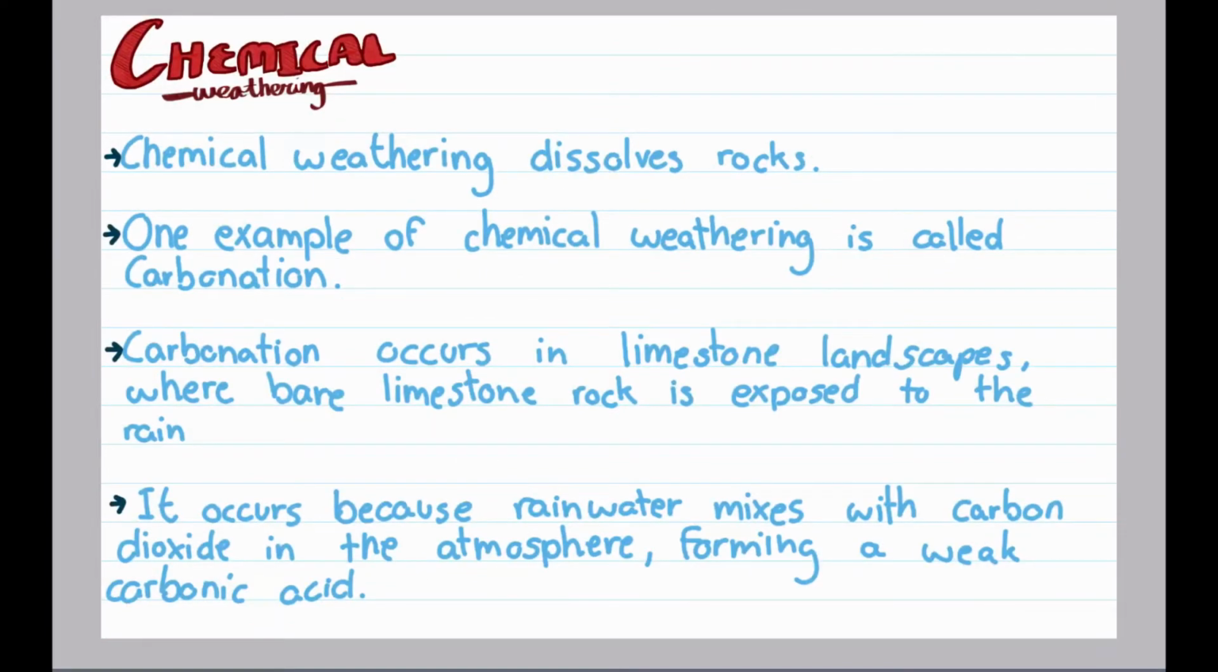Chemical weathering dissolves rocks. One example of chemical weathering is called carbonation. Carbonation occurs in limestone landscapes where bare limestone rock is exposed to the rain. It occurs because rainwater mixes with carbon dioxide in the atmosphere, forming a weak carbonic acid.